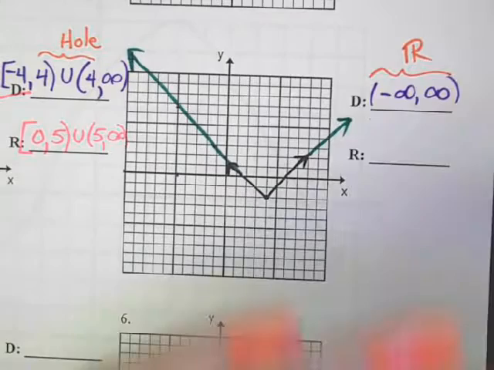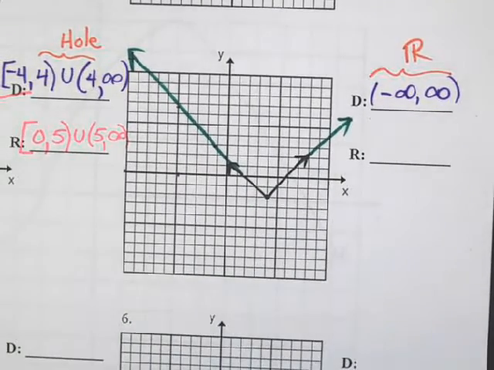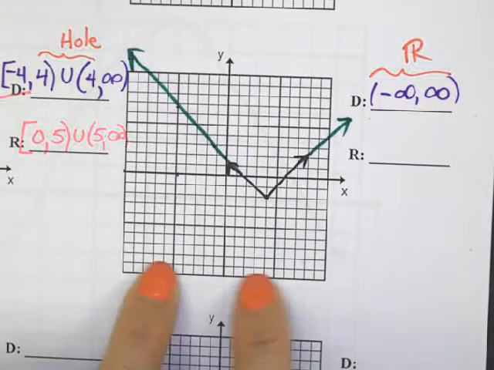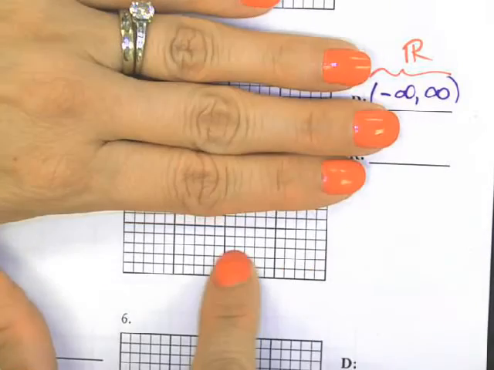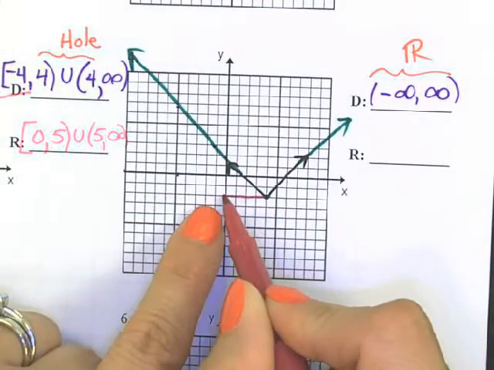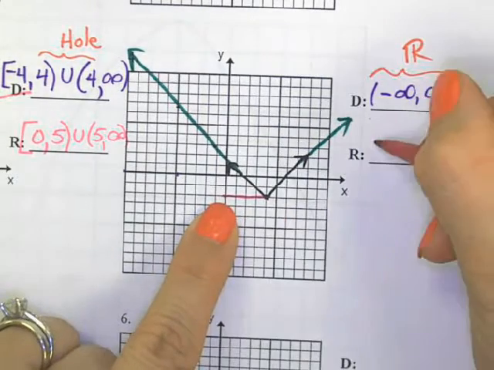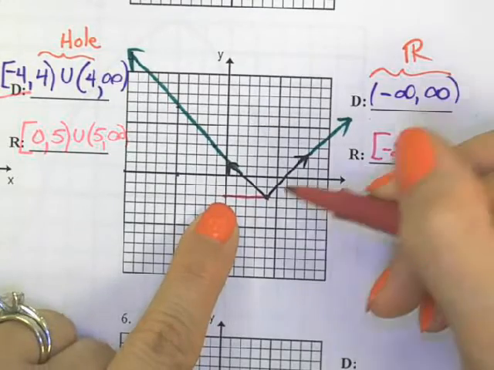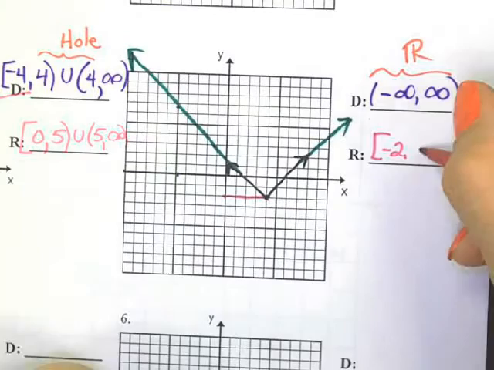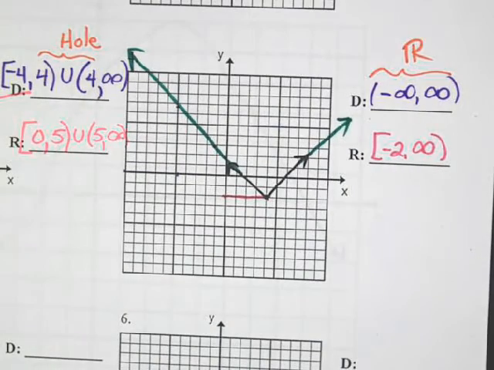Okay, how about the range? The smallest y value being used. So you look down at the bottom of the graph. I don't see any graph down here. There's no graph. Here's the bottom of the graph. That y value is -2. Closed point, so brackets, -2. Is the graph going higher, higher, higher, higher, all the way to infinity with parentheses?